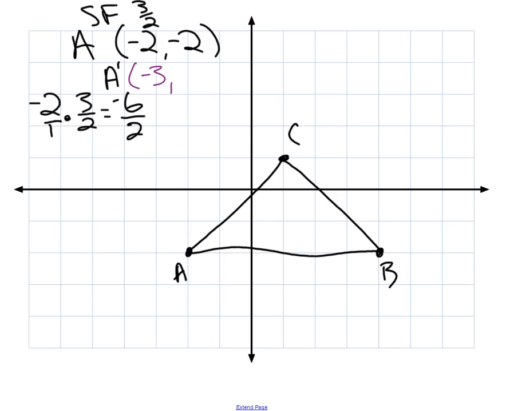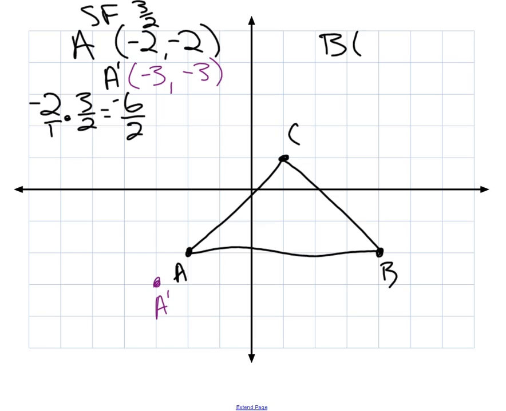What do you think our Y value would be? Negative 3, because it's the same number. If we multiply it by 3/2, we're still going to get negative 3. So we can plot that point. It would be right here. Okay? We do the same thing for B.